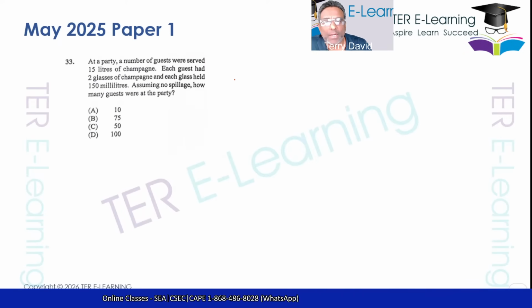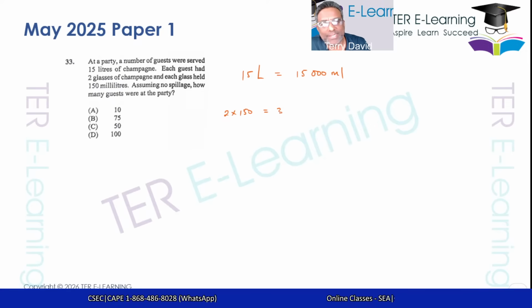All right. So we have 15 meters. Right. That 15 meters is 15,000 ml. They said each guest has 2 glasses of champagne. So 2 by 150. So therefore, each guest has 300 ml. So if you want to work out the number of guests, we have to take the total amount of champagne, right, and divide it by 300, right? So as far as I remember, the answer is 50. We had the same 50 again, right? 50 guests.